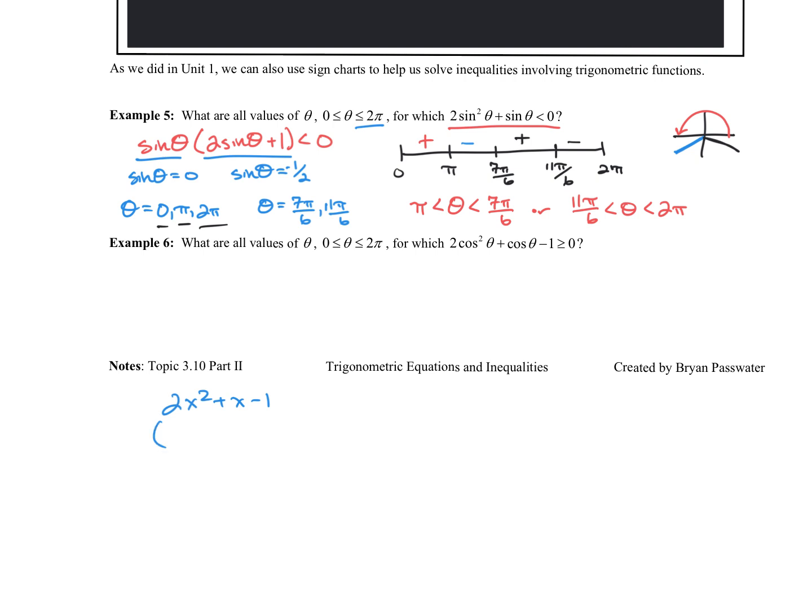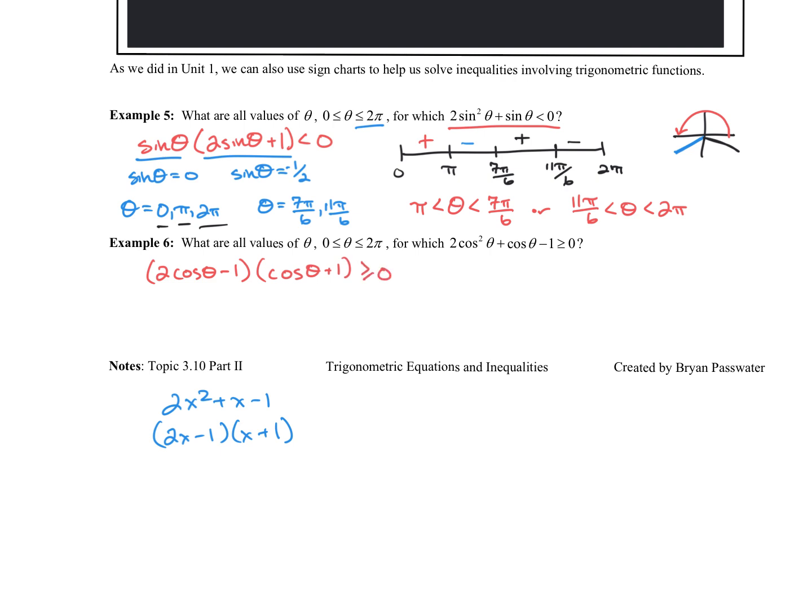So what does this factor to? 2x minus 1 and then 2x plus 1. And so then we'd end up with what? Instead of x's, now they're just going to be cosine thetas. So now we have 2 cosine theta minus 1, and cosine theta plus 1, is greater than or equal to 0.